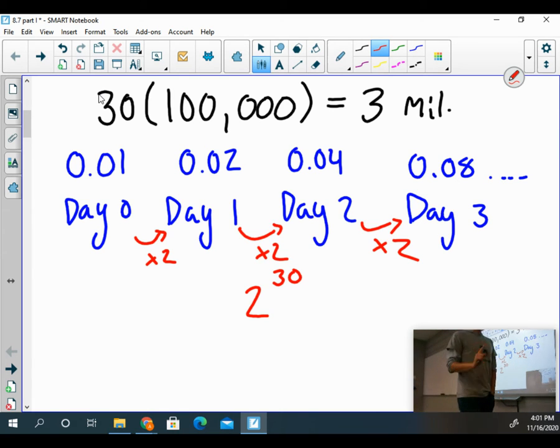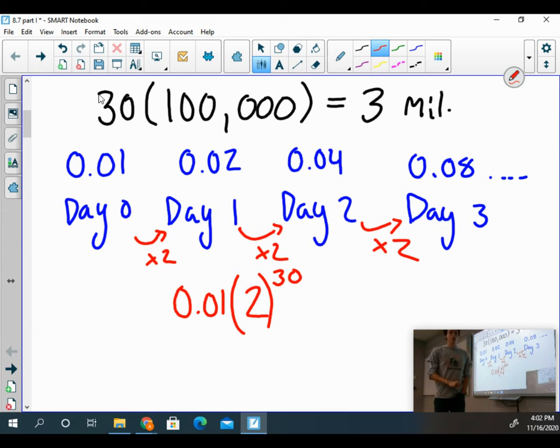Now, if you did this, you got a massive number, and you're very close to being correct. You can't forget the initial part. This 2 to the 30th power is not the total answer, because I didn't start with $1. I started with 1 cent. And what you will have to do is multiply your answer by 0.01, which is the same as dividing by 100.